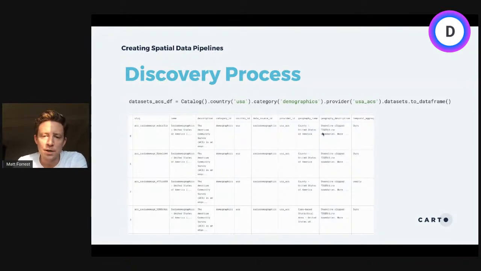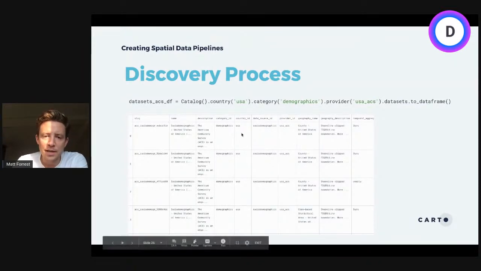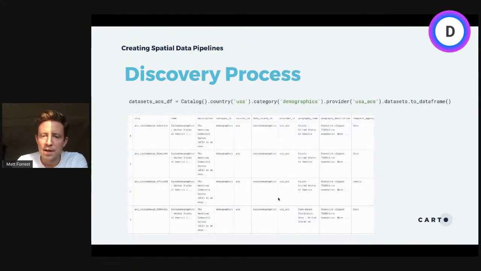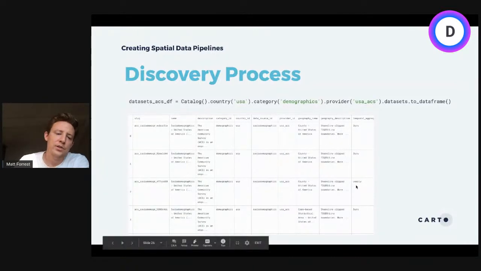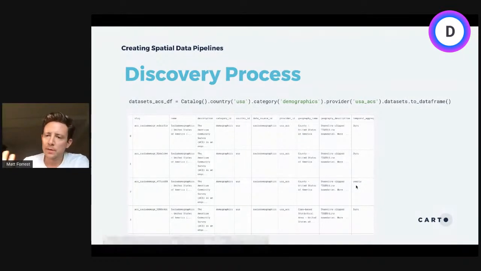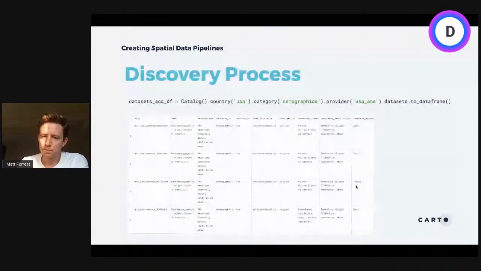There's actually a lot more here. I just clipped out this image really quickly to highlight it, but you have some identifying information, some names, the category of the data, the country, the data source, provider, geography name, so it's at the country level, and then the geography description and the temporal aggregation. There's a lot more there in terms of descriptions, but it's all available via data frame, so you can easily scan through that and see which data you want to use.